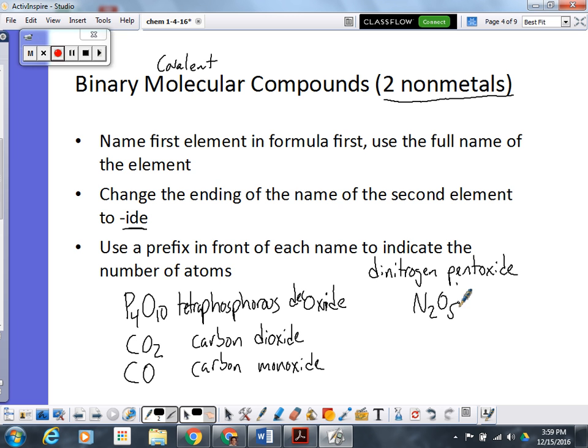For a second example, if I had iodine trichloride, iodine is I. There's no prefix in front of it. It's the first element, so that means there's one of them. Trichloride means Cl3. So that really is everything you need to know about naming molecular compounds.